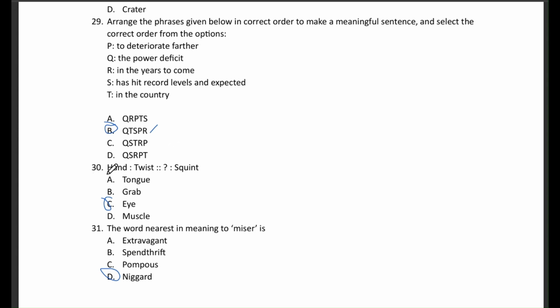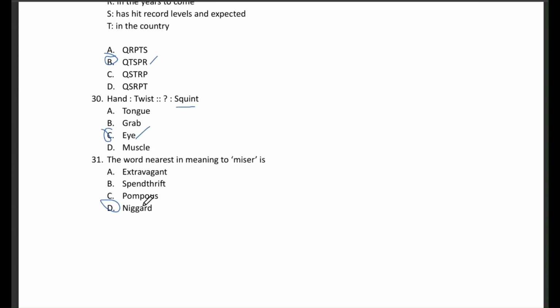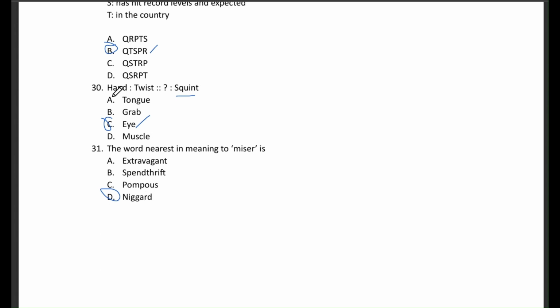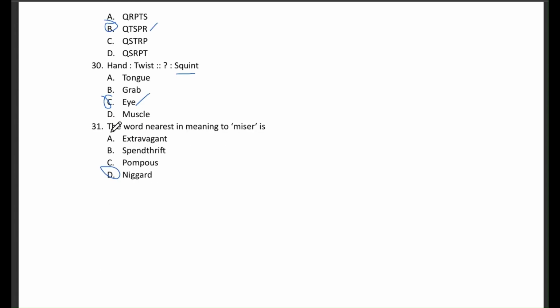This question presents an analogy: hand, twist, squint. The options are tongue, grab, eye, or muscle. The correct answer is option C, eye. A hand can twist in the same way that an eye can squint. The relationship describes an action performed by the body part. And finally, let's take a look at question 31.